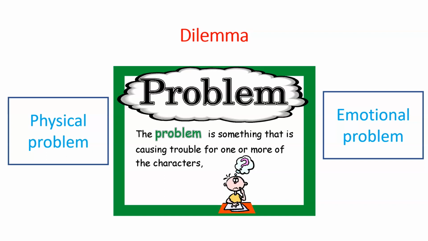But then a character could have a physical problem in an extract where they're stuck somewhere on a mountain and they can't really escape. So that would be a physical problem that is causing the character to feel all sorts of emotions that might not be the best thing for his well-being. So have a look for the problem, you would always get some sort of dilemma, especially in your fictional text.